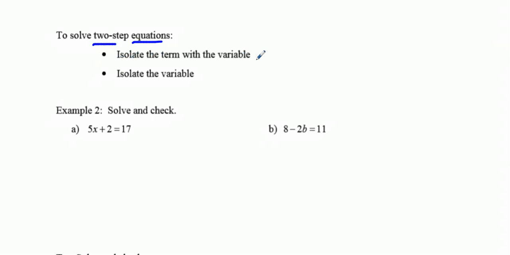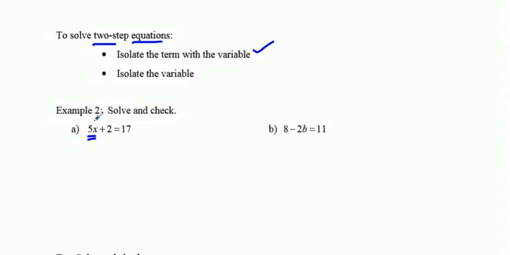So you isolate the term with the variable, and you isolate the variable itself if you can. So 5x plus 2 equals 17. The term with the variable is 5x, obviously, and I want to get the 5x by itself first. That's what this means. So what is being added to the 5x?